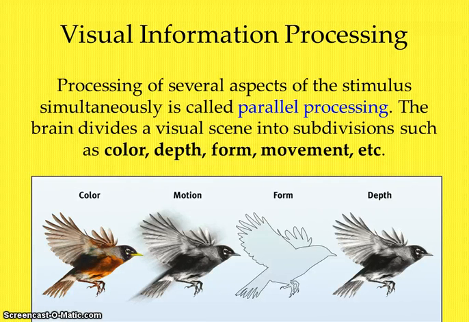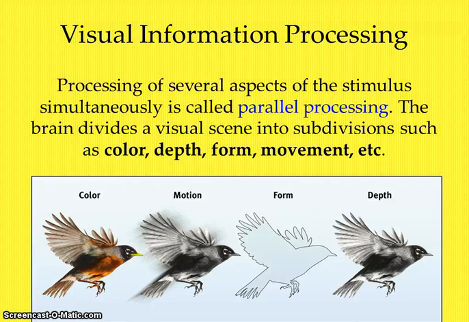Whereas the parallel processing theory of vision says that we process several different aspects of the stimulus simultaneously. This is called parallel processing. Basically, what this theory says is that the brain divides a scene into different divisions: color, depth, form, movement. And once the brain divides that visual scene, it's giving us information as to, that is a bird. The bird is brown and black and gray. That bird is moving. That bird has a specific type of form and depth. And this is all happening at once.